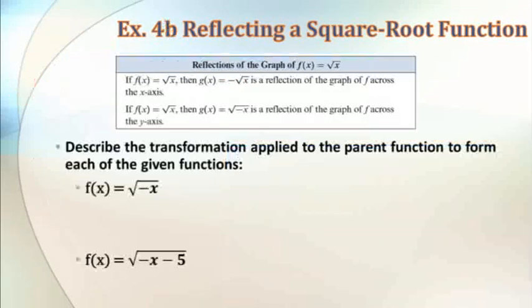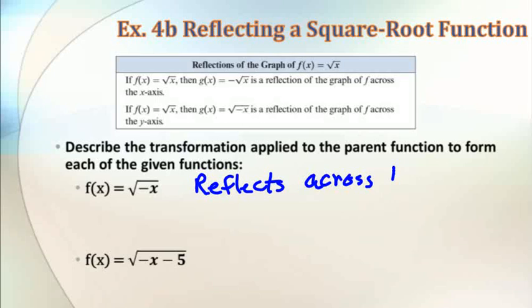Let's take a look at another example. It says describe the transformation applied to the parent function to form each of the given functions. So here I have the function of x equals the square root of a negative x. Because it's on the inside, it's got to cross the y-axis. So it reflects across the y-axis. And it doesn't move anywhere else, so it just reflects across the y-axis.